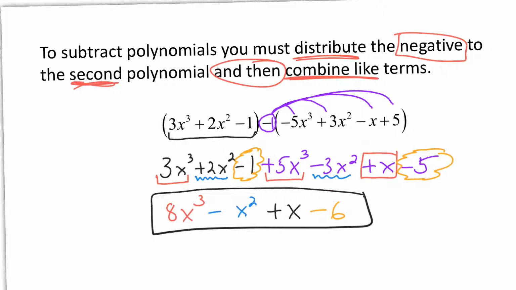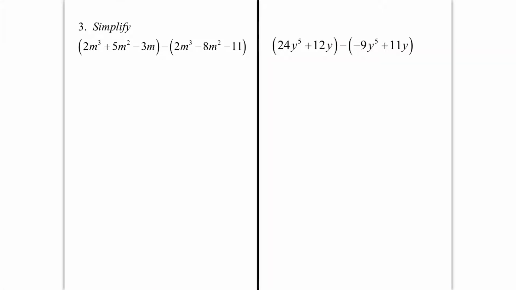So you just look for those like terms and you combine. Notice the answer is in standard form, 3, 2, 1, and then you have the constant, and you combine like terms. So let's try a couple more.